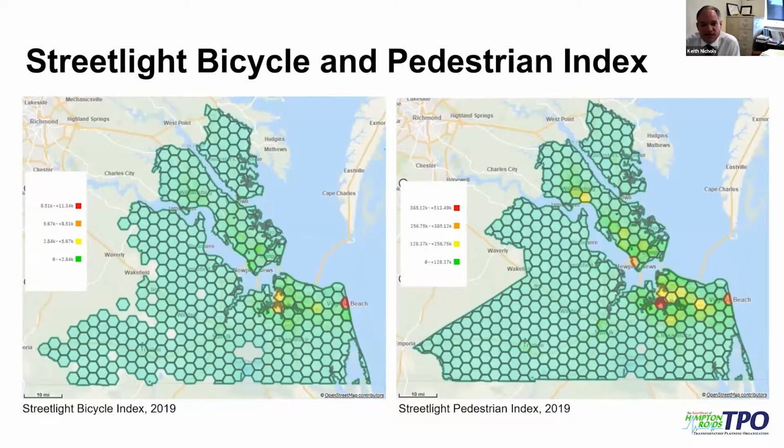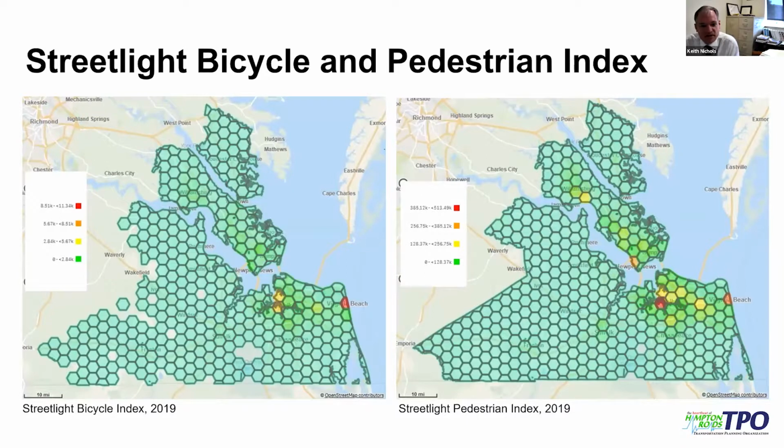Another thing we've used StreetLight for is to determine where the highest amount of bicycle and pedestrian activity occurs in our region. This helps us with our active transportation planning efforts here at the TPO. We can look at these areas and say, these are some of the areas we should probably emphasize, because this is where most of the pedestrian and bicycle traffic is occurring.